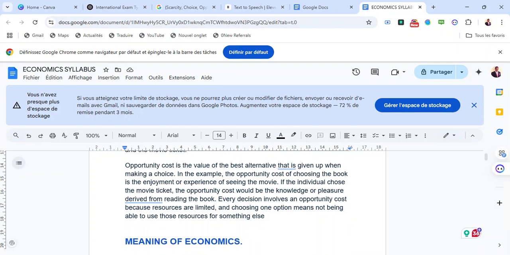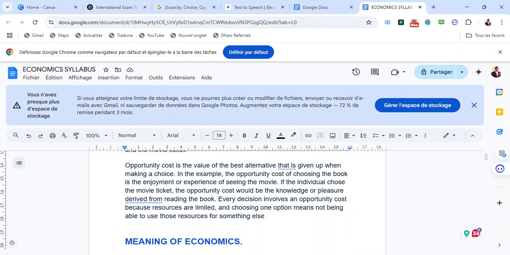For example, you want to eat plantain, you want to drink a bottle of Coke. You have to choose between the two. If you choose plantain, it means that that is the best alternative. So opportunity cost is the value of that best alternative that is given up when making a choice. In the example, the opportunity cost of choosing the book is the enjoyment or experience of seeing the movie. If the individual chooses the movie ticket, the opportunity cost will be the knowledge or pleasure derived from reading the book.